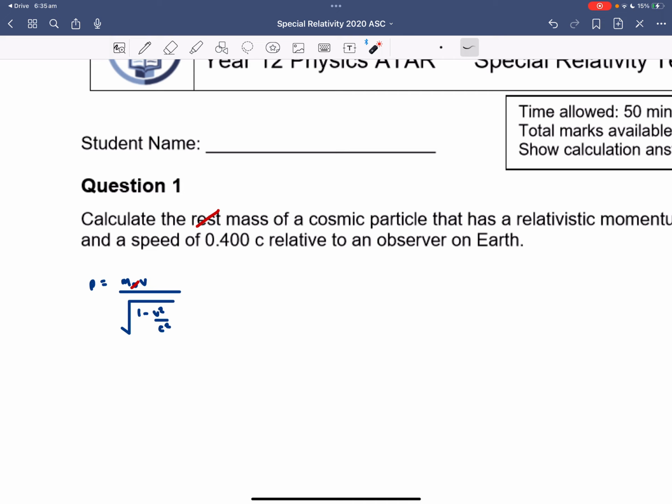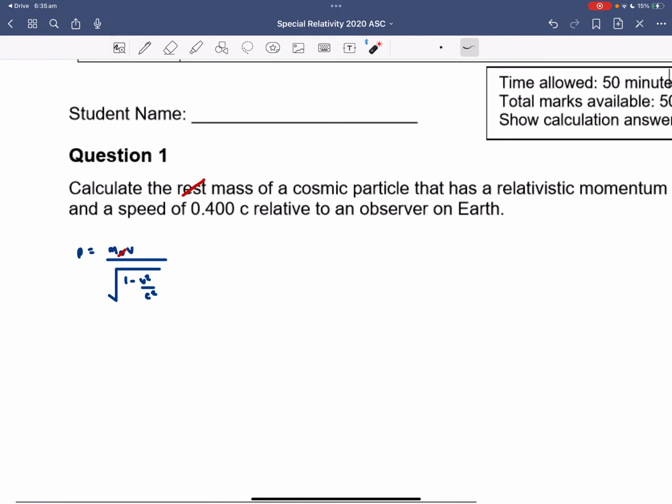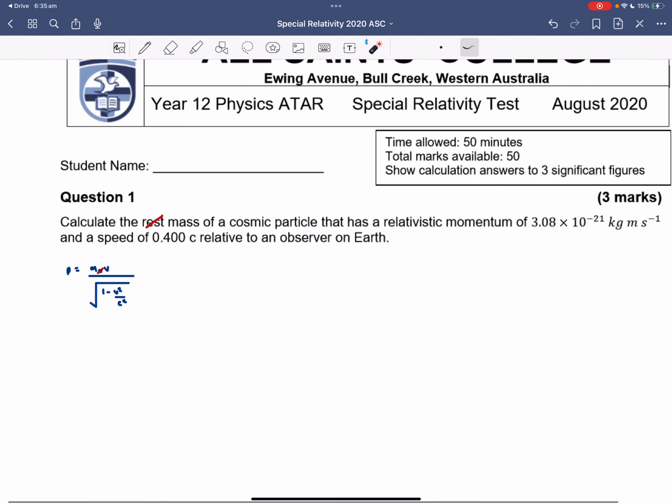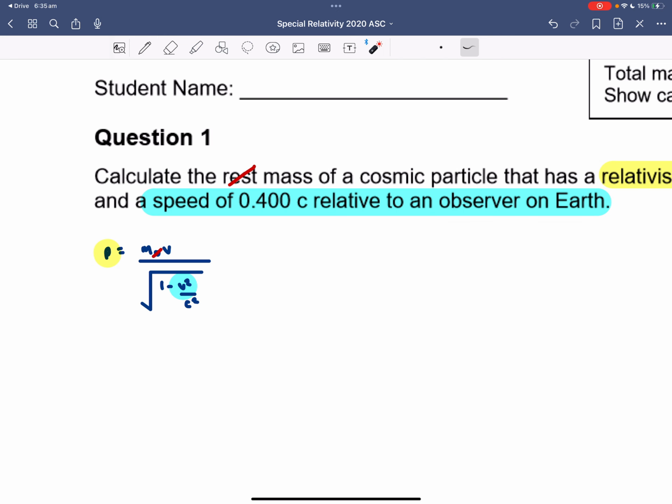So pretty much I got rid of the word rest, which allows me to get rid of that number 0, and then it allows me to write it the way the datasheet writes it. Honestly, that's just a technicality. It doesn't really make a big difference. Okay, so we have this, and we have to work out the rest mass, and they've given us the relativistic momentum. So the fact that they've given us relativistic momentum of that means that we have the value of this, and they've also told us a speed of 0.4 c relative to an observer on Earth, so we have the velocity. So pretty much, the velocity there and the velocity here. So pretty much all I need to do is solve for m.